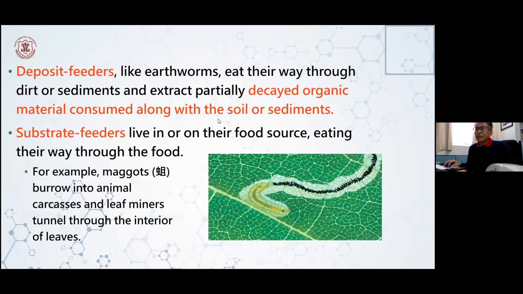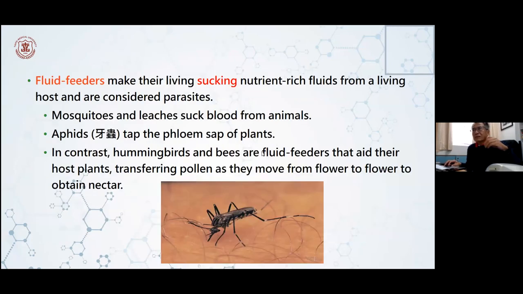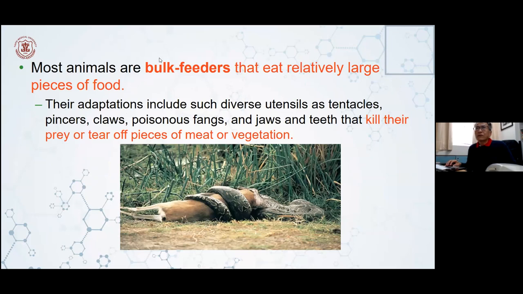So this type of animal is called a substrate feeder. Substrate feeders live in or on their food source, eating their way through the food. And some animals may suck the fluid from humans or from other plants, called fluid feeders, like aphids and mosquitoes. Mosquitoes suck blood from animals for their nutrients. So these animals are called fluid feeders.